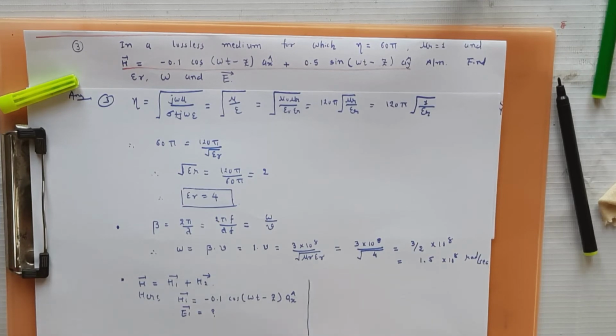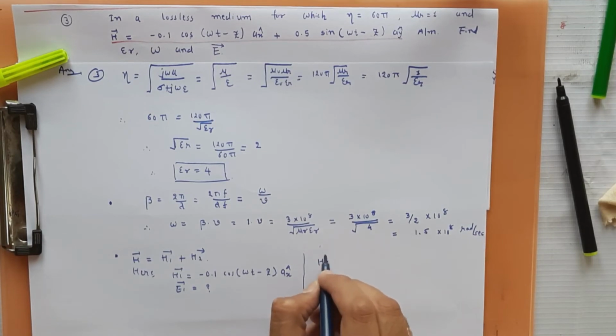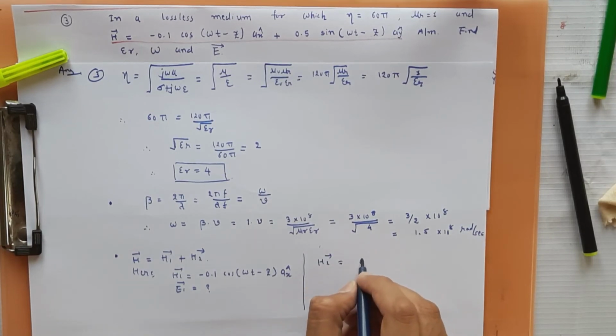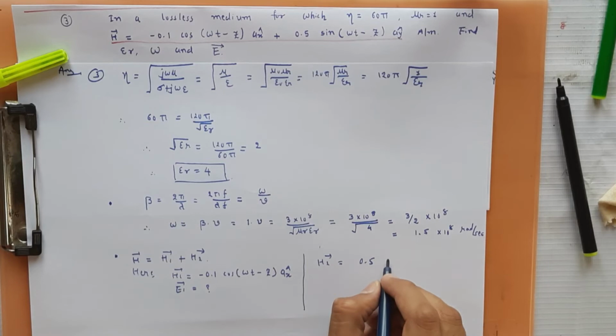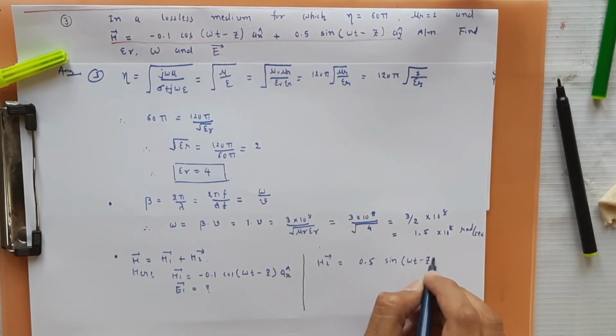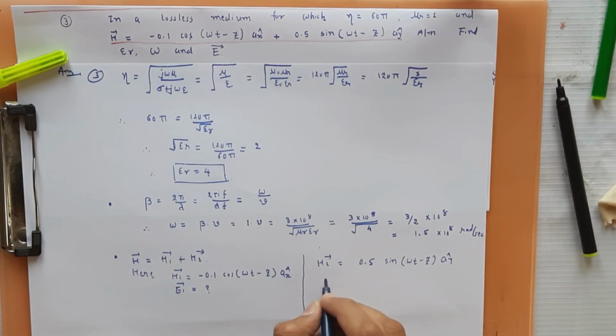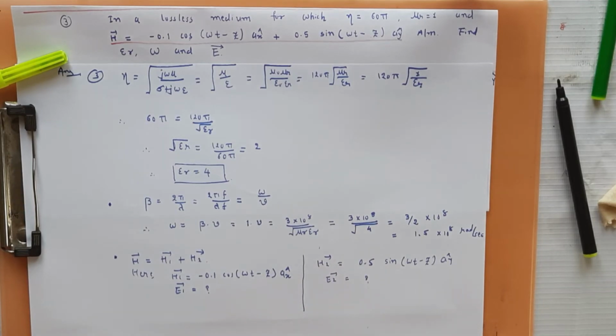Similarly, H2 is equal to 0.5 sin(omega t minus z) in the ay direction. Okay, so what we have to find out? We have to find the value of E2 from H2. How? We know the relationship between H and E.